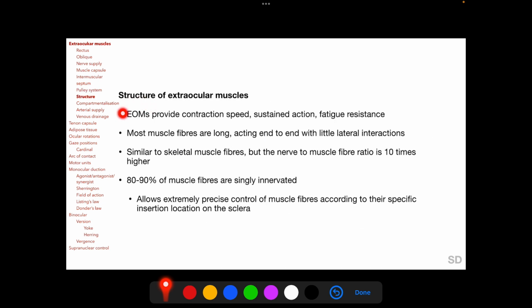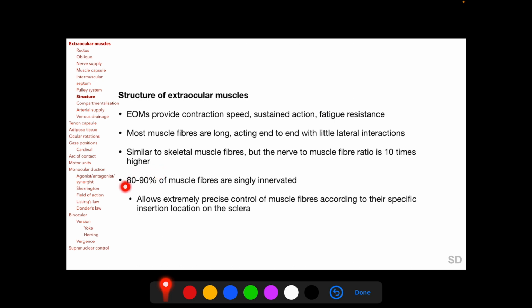The extraocular muscles are designed to provide speed of contraction, sustained action, and fatigue resistance. Most muscle fibers are long, acting end-to-end with little lateral interactions. Extraocular muscles are structurally similar to skeletal muscle fibers, but the nerve to muscle fiber ratio is 10 times higher as compared to conventional skeletal muscle fibers.